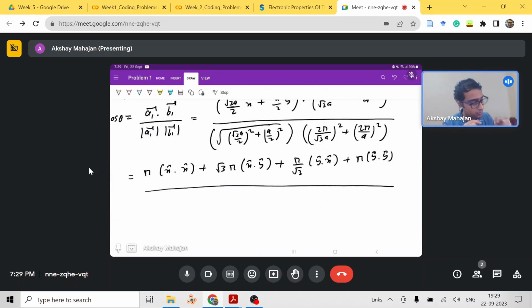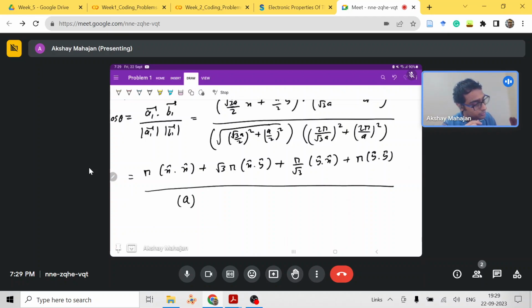So from here the modulus value, root 3a by 2, will be 3a square by 4 plus a square by 4, which is 4a square by 4, which is root a square, so it will be just a vector, and we know that the magnitude of a1 vector is just a.